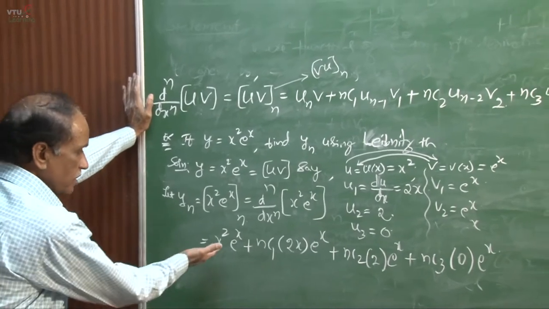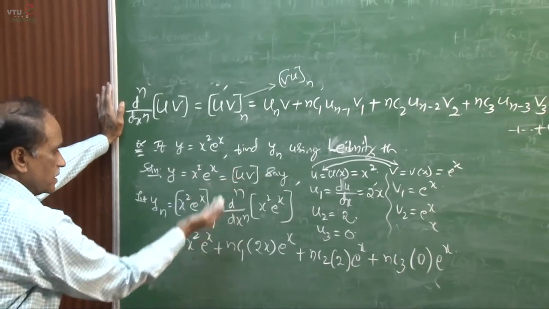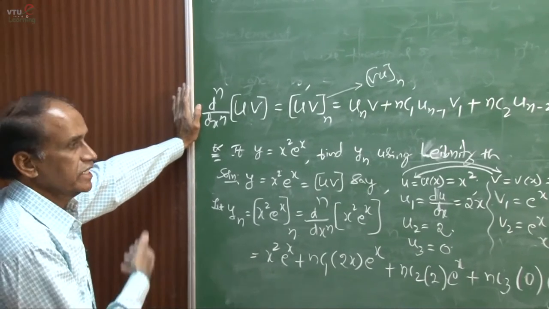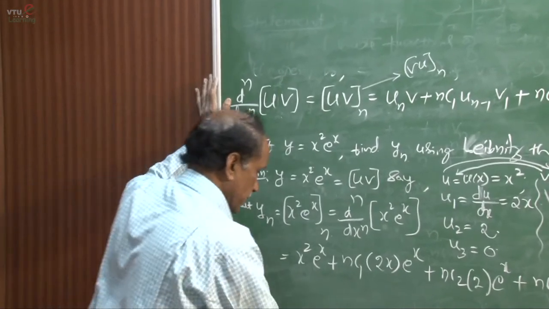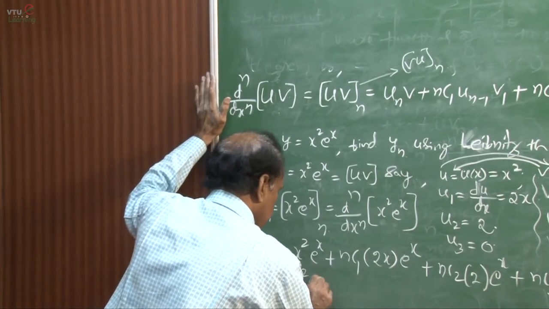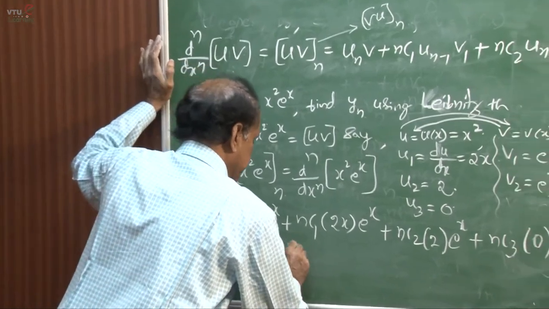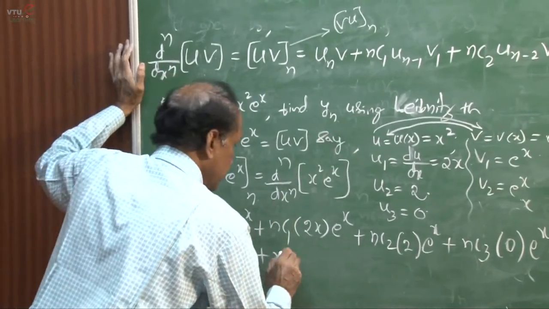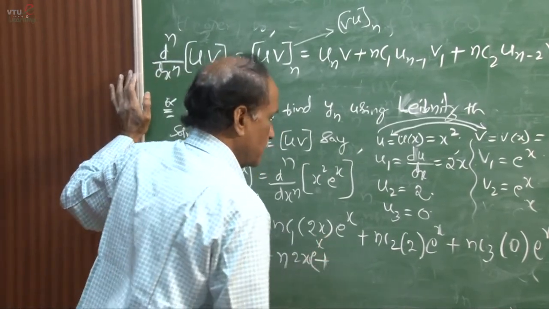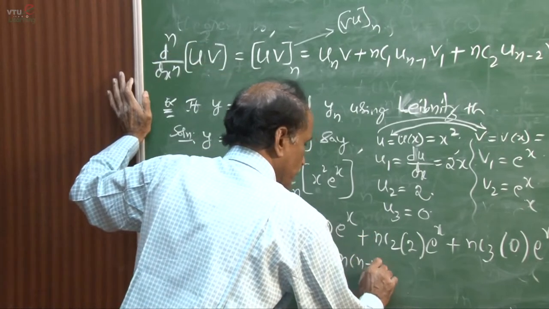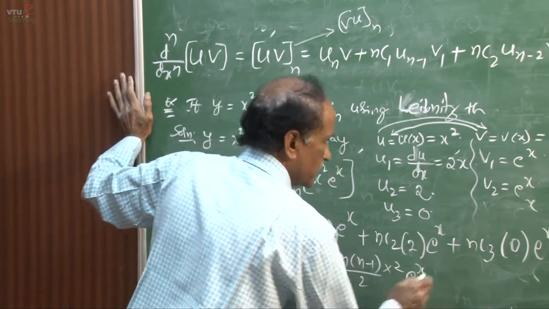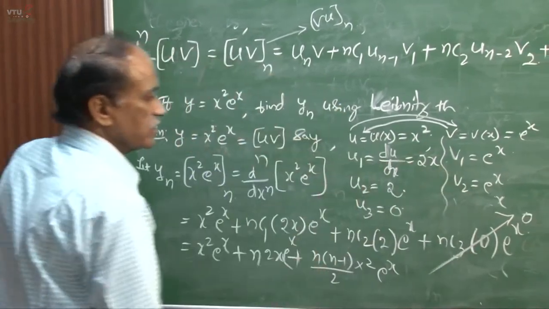When you have taken the polynomial term for one function in the product, and the exponential term for the other function, because the exponential term is a repeating function, any number of times you differentiate, it remains the same. Then you can write the final step as x square e to the power x, and nC1, where I have already given the value n, it is 2 into x e to the power x, right? And nC2, that is n into n minus 1 by 2 factorial, multiplied by 2, and e to the power x is there. The third term vanishes, because 0 is multiplied.